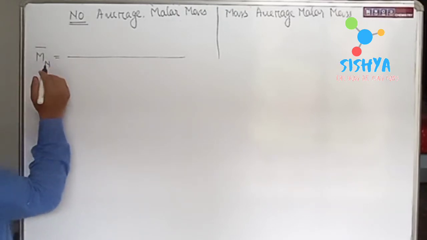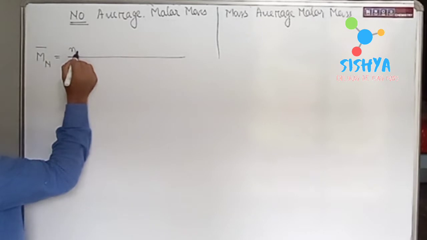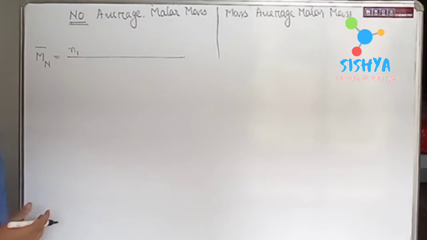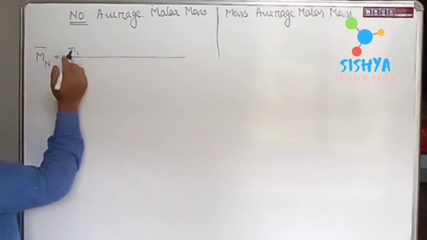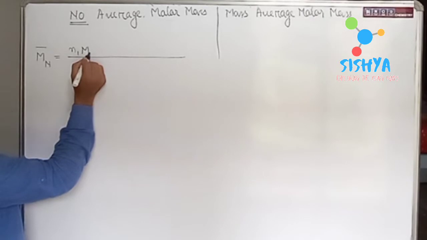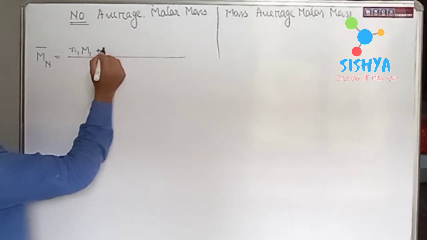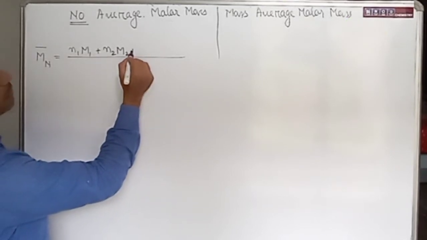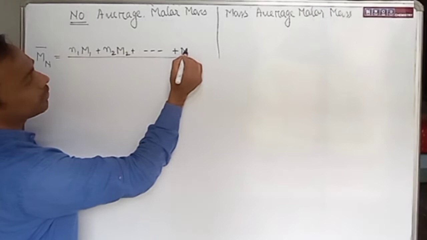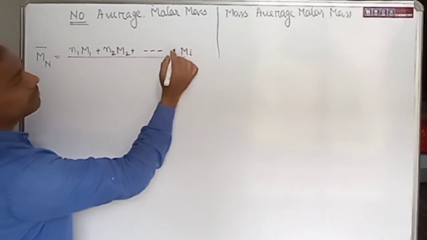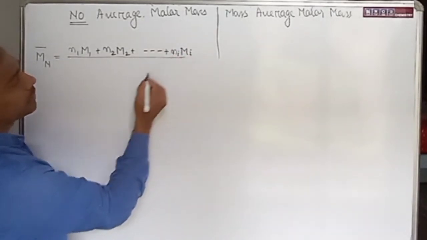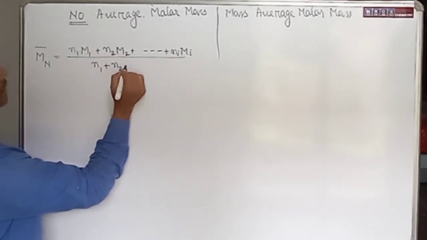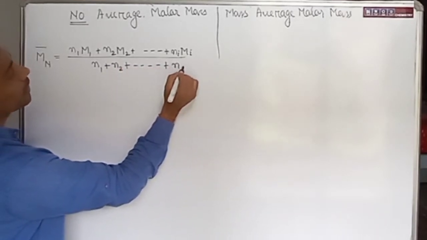Depending on the different number of molecules, we will express it for a lot of molecules. Imagine it having lots of molecules. For example, if it has n1 molecules with molar mass M1, n2 molecules with molar mass M2, and similarly i molecules, you multiply each number of molecules with its molar mass. Below is n1 plus n2 plus dot dot dot up to ni.